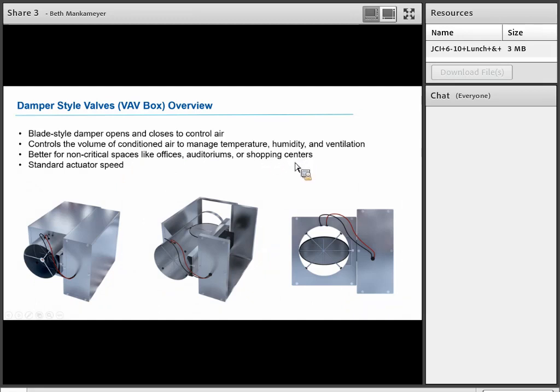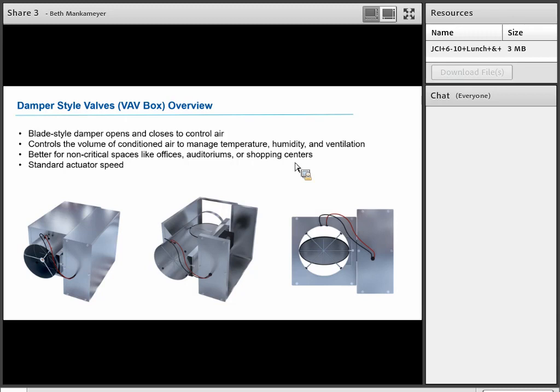And so these are really great for places like offices or auditoriums or shopping centers where you don't have critical needs, where you might say, hey, it's a little cold in this restaurant, let's turn the thermostat up, and it's not critical that it gets to that temperature set point very quickly.